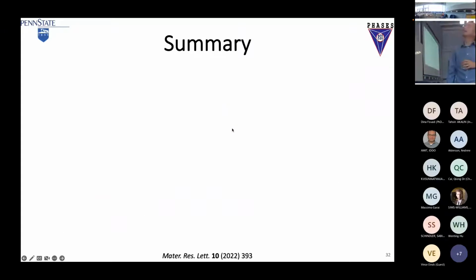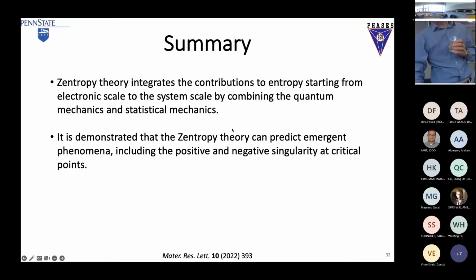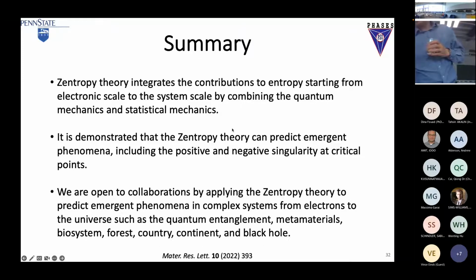All right, I want to summarize the talk here. I hope I introduced the Zentropy concept to you. It really combines the quantum and the statistical mechanics. Okay. And the two communities, they're not integrated together. I think this one integrates them, so you can really predict the properties which we could not predict before. And we demonstrated it for different applications. I just got a new grant from DOE to extend this further for different properties.